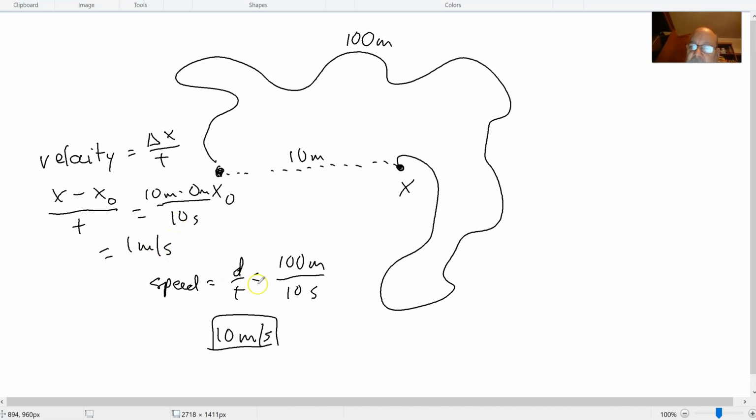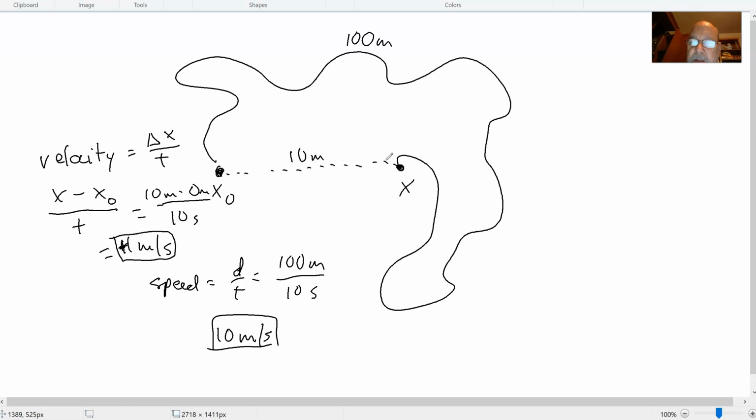So my velocity is quite a bit different here than what my speed is. Okay, my velocity was only 1 meter per second, and it was in the positive direction. And my speed was 10 meters per second, and it's not in any direction. It just is 10 meters per second. That's the rate at which it took me to go through that path. But to get from point x0 to x here, as far as velocity goes, I went 1 meter per second. Okay, and that may be a little bit confusing.